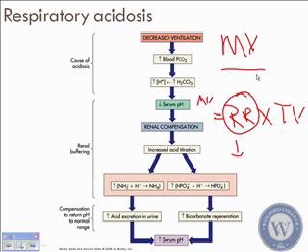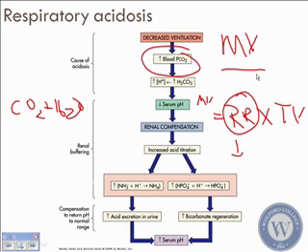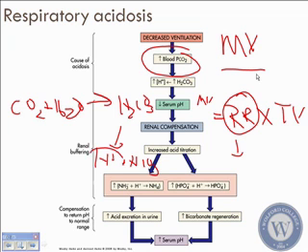If you're unable to clear the CO2, it begins to accumulate in the bloodstream, and as a consequence the reaction proceeds as follows: CO2 plus water shifts the reaction this way, forming H2CO3, which is carbonic acid, which then forms the hydrogen ion plus bicarb. It's ultimately this production of hydrogen ion which leads to the respiratory acidosis.